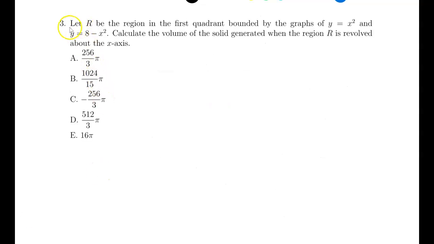Okay, so now let's proceed to question number 3. Let R be the region in the first quadrant bounded by the graphs of y equal to x squared and y equal to 8 minus x squared. This is actually the first problem that we have. But this time, we are asked to calculate the volume of the solid generated when this region is revolved about the x-axis.